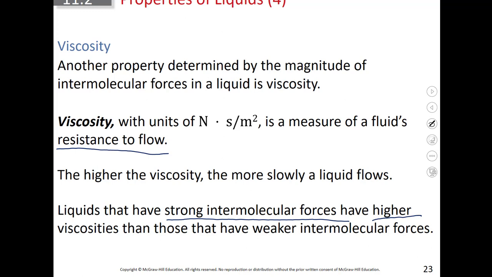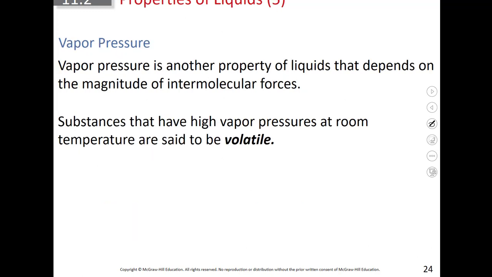Questions about viscosity? Vapor pressure. We touched on vapor pressure briefly in chapter 10 when we were talking about the vapor pressure of water. So water is an example of a liquid that is volatile. Volatile compounds are compounds that can go into the gas phase at room temperature. So this is the example.